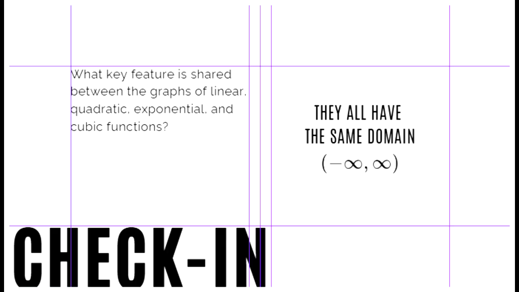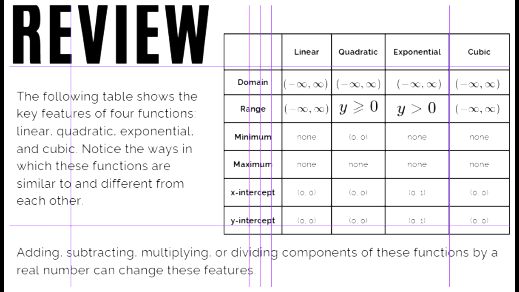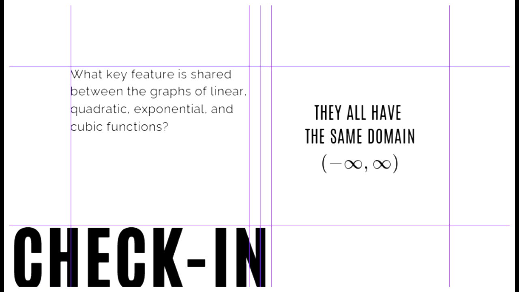All right, here's a check-in. What key feature is shared between the graphs of linear, quadratic, exponential, and cubic functions? They all have the same domain, negative infinity to infinity, which is what I told you to write down right there. That was so important. This is on the end stuff that counts for a grade.